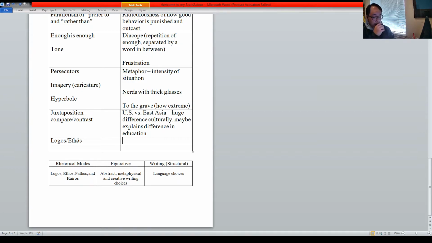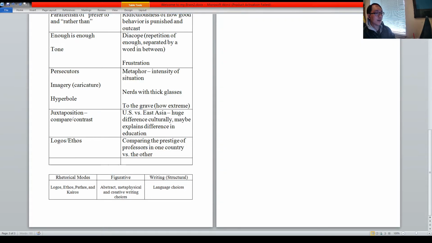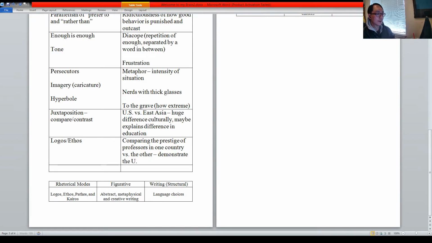Where we're comparing the prestige of professors in one country versus the other, demonstrates the U.S.'s views on education, perhaps.